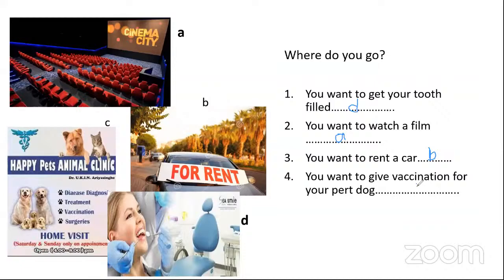Last one. Write down. You want to give vaccination for your pet dog. Here in the word pet, the spelling is P-E-T. Don't put R there. No R is there. You want to give vaccination for your pet dog. The answer is C. You take it to the animal clinic.